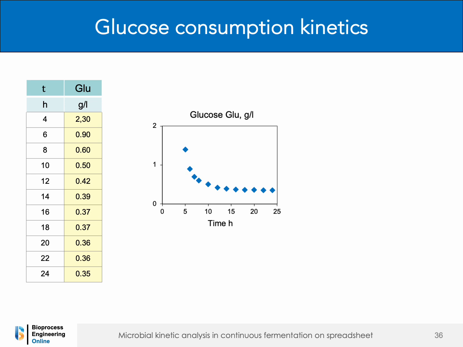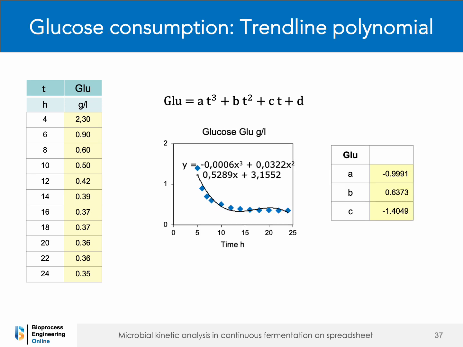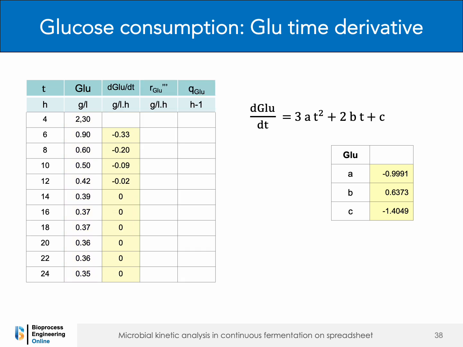best fits the experimental glucose concentration variation. On the glucose concentration graph, add the trend line, third-order polynomial curve, through the experimental points, and display the curve equation. Report the values of the polynomial parameters A, B, and C. The glucose consumption rates are then calculated as follows.